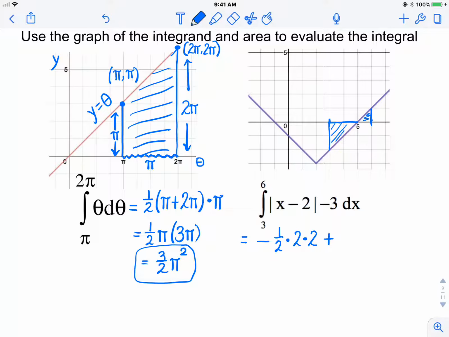The next one I'm going to count as positive area because it is above the x-axis. So 1/2, 1 times 1. The net sum then is putting both of those together. So there was negative 2 square units worth of area below the x-axis, positive 1/2 above. So negative 3/2 is the value of that integral, because that's the net sum. There is more negative trapped between the x-axis and that curve than there is positive over that interval.